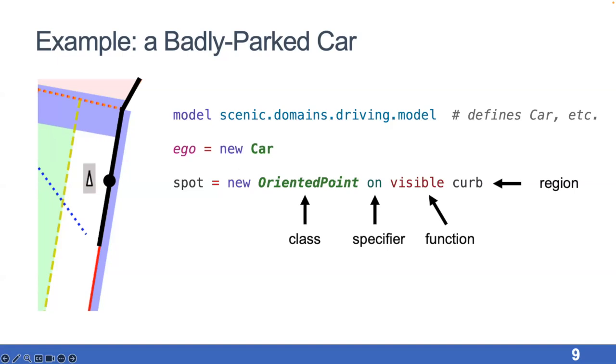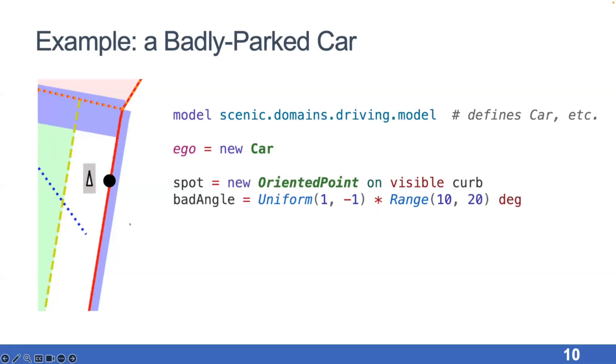Okay, and it's oriented. This part is not so obvious here, but SCENIC knows that the default orientation to use for something sampled from the curb should be parallel to the curb. And that will come out. Question.